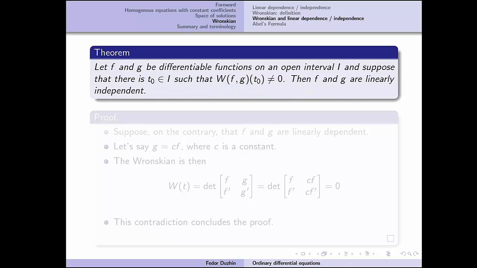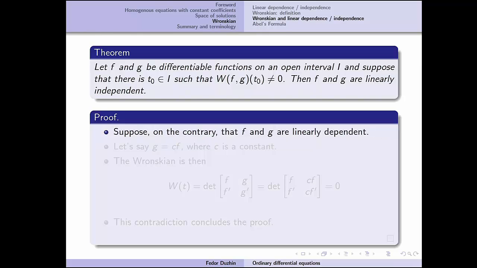And here is a theorem. If f and g are two differentiable functions, and there is a point at which the Wronskian is not 0, then these two functions are linearly independent. That's how you can check that the functions are linearly independent. And the proof is very simple. If at some point the Wronskian is not 0, then the functions are linearly independent. What we need to do is to show that if the functions are linearly dependent, then the Wronskian is going to be 0 at all points.